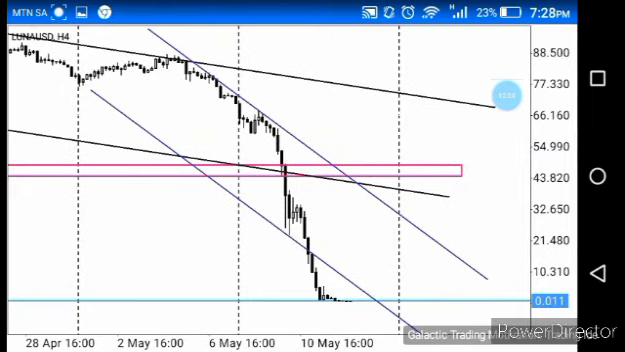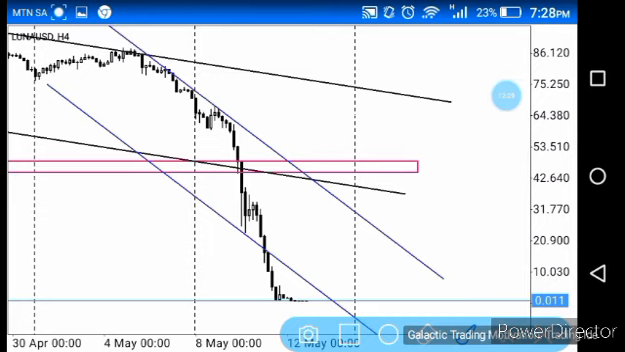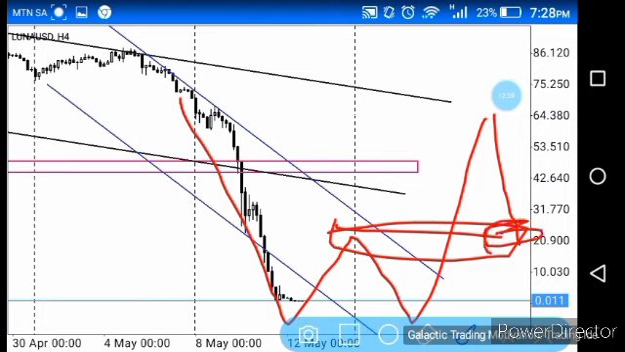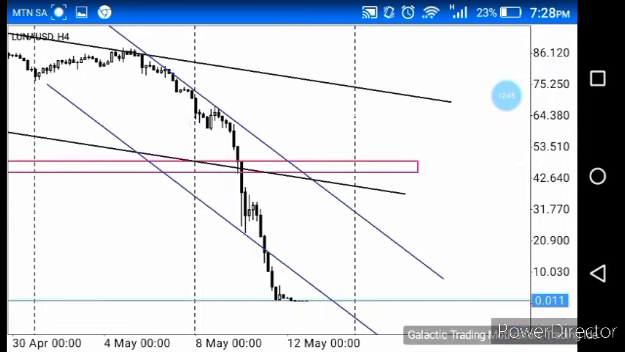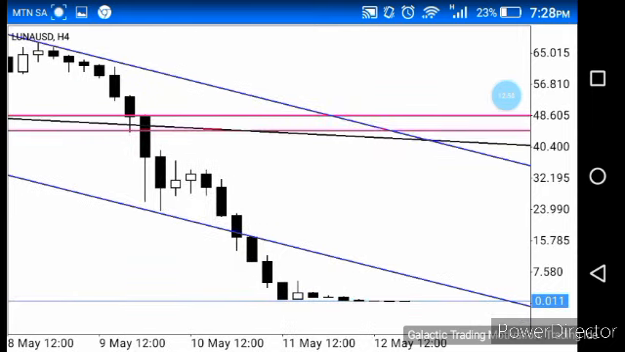But for now, I would not do anything. As I said, I would wait for, on this particular chart, which is the H4 chart, for price to give me some sort of a double formation, and then come back to retest the neckline of that double formation, and that's when I would start looking to buy, right? But for now, as I say, I would not do anything. Let's rather wait for the market to give us an indication. So that's it as far as my analysis goes for Luna.